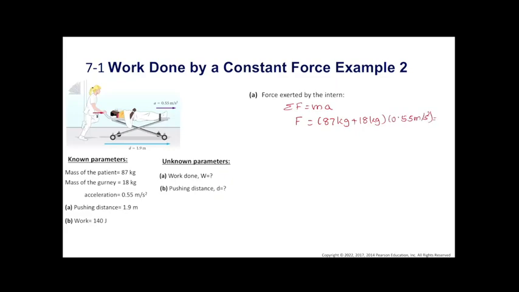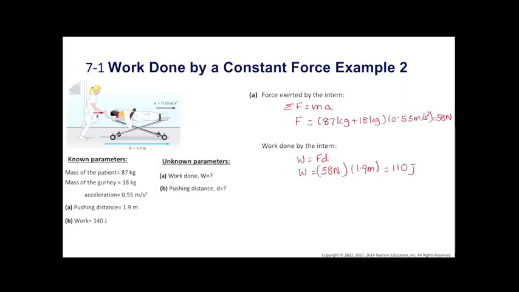So if we solve for it, we get 58 newtons. The force is in newtons. Now we can find the work done. We know the force, we just calculate the force value, and the distance is given. Pushing distance is 1.9 meters. Therefore we can find the work done, which is W equals force times displacement. Now force is 58 newtons, displacement is 1.9 meters. Therefore the answer is 110 newton meters, or we can write it as joules.